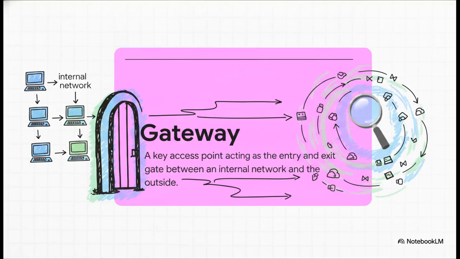And often working hand in hand with your router is the gateway. You can think of the gateway as the ultimate border control point. It's exactly what it sounds like, an entry and exit gate between an internal network and the outside internet. Every single piece of data coming in or going out of your network absolutely must pass through this gate. It acts like a super smart digital air traffic controller, making sure your data packet finds the absolute best possible route to its foreign destination.